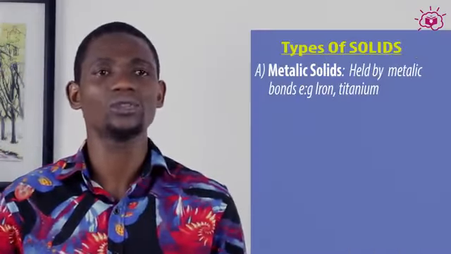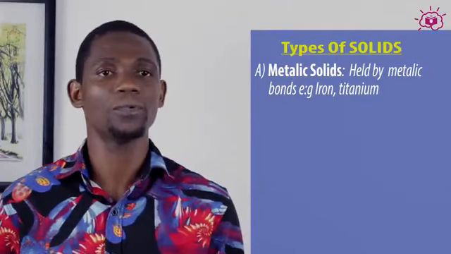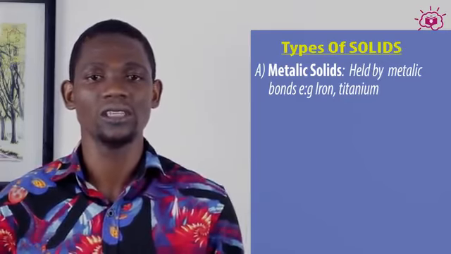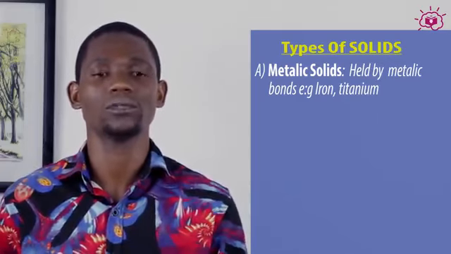Metallic solids are those solids that are formed as a result of metallic bonds. Examples are iron bars, chromium steel, and several other solids that are formed by metallic bonds.